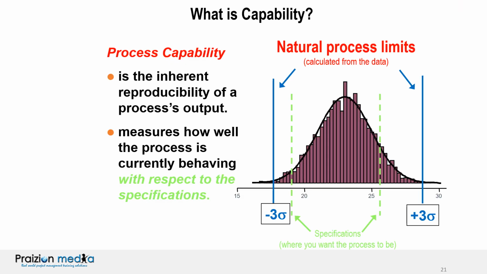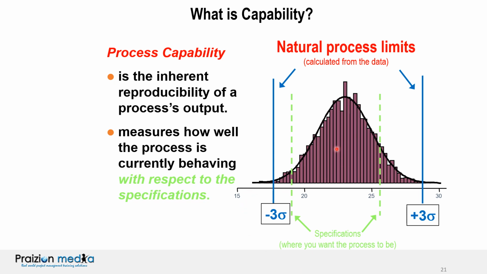So what is process capability? Again and again, we are visiting the same normal distribution histogram, the Gaussian distribution. If you remember the last or second last slide of my intro, where I spoke about the history, Six Sigma started the day when the Gaussian distribution or normal distribution was put on paper, and we are referring back to that again and again. There is the inherent reproducibility of the process output; it measures how well the process is currently behaving with respect to its specifications. Natural process limits, the specifications.